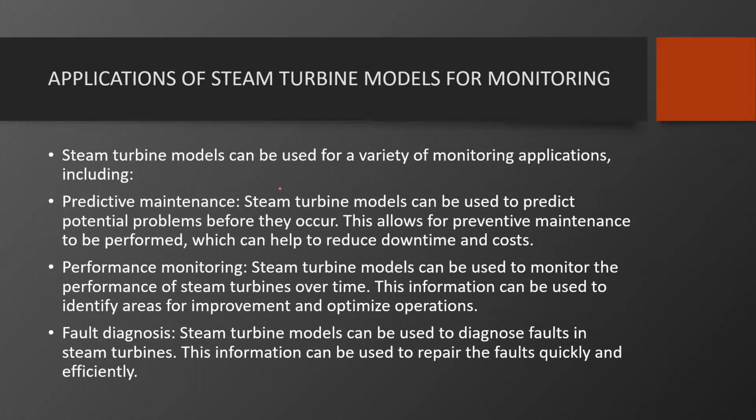Predictive maintenance can be simply explained as predicting the potential problems before the problems arise and solving the problems. Performance monitoring. Steam turbine models can be used to monitor the performance of steam turbines over time. This information can be used to identify areas for improvement and optimize operations.